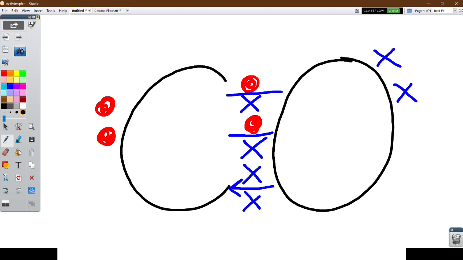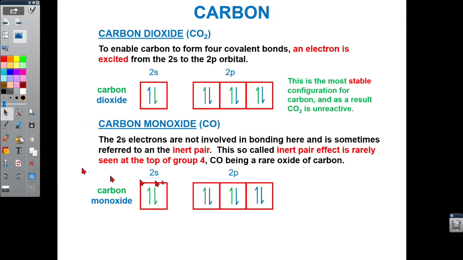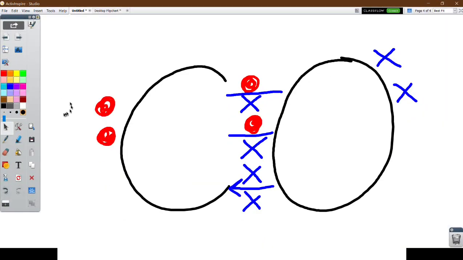Now that is not a stable situation for carbon to be in, much more stable for it to be in an oxidation state of +4, where the s electron is being used for bonding here. For carbon monoxide, this s electron is not being used for bonding, and if you remember from our previous videos, if they're not used for bonding, these s electrons are referred to as an inert pair, and this is the inert pair effect coming into action here. And if we go back to our dot cross diagram, we can show the inert pair over here. This is the pair of electrons that are not engaged in bonding. These are our s electrons.